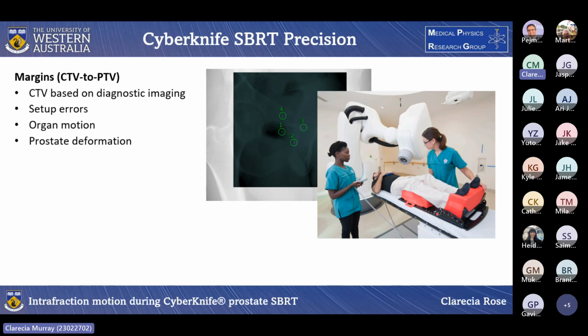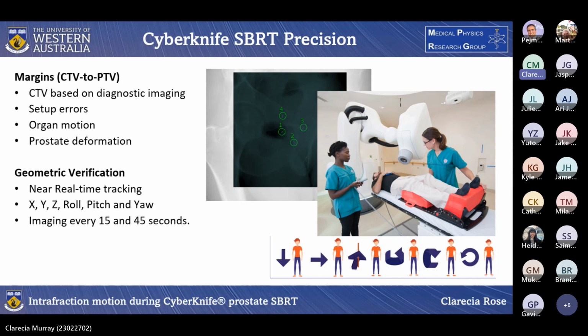Margins will also be applied to the clinical target volume, and these are called CTV to PTV, being planning target volume. And these are to encompass things such as setup errors, organ motion during treatment, and any prostate deformation that occurs during treatment. Any kind of radiotherapy delivery requires geometric verification. With high dose radiotherapy, such as that delivered with CyberKnife, precision is especially important.